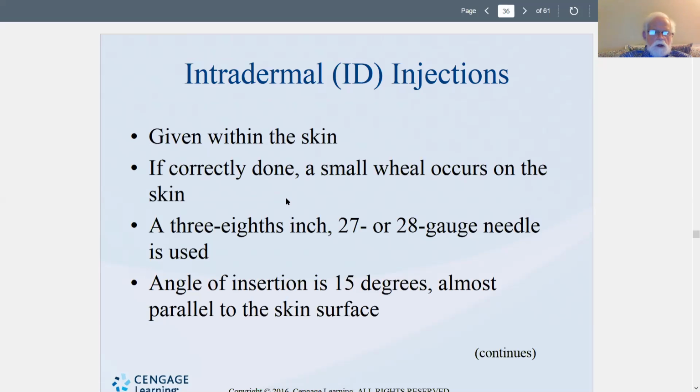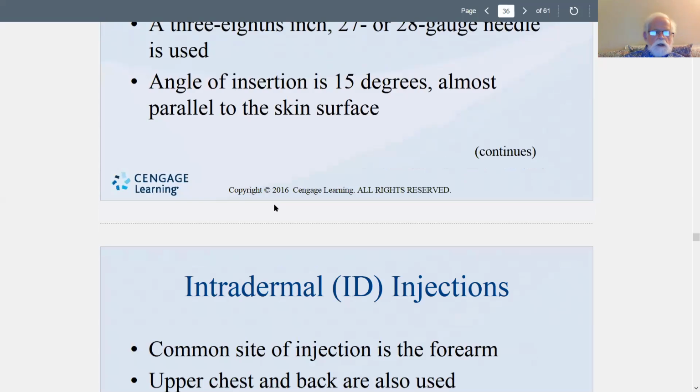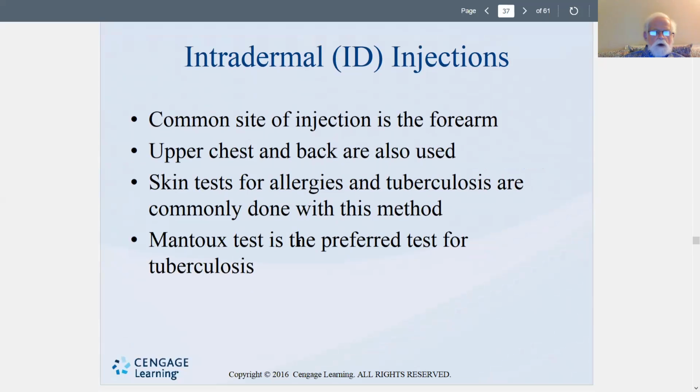in the area that will ultimately resolve, but it'll stay for a little while. We use short, high gauge needles because we're going in at a very narrow angle and in a very specific location. The forearm can be done, the upper chest and back can also be used. Skin tests for allergies are common. If you work in an allergist's office, you may find yourself doing a lot of these.